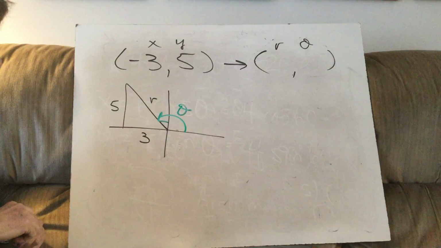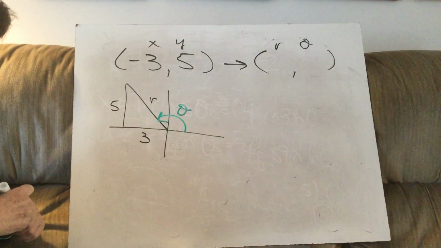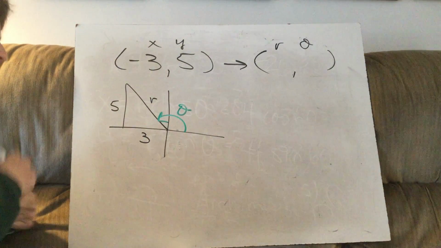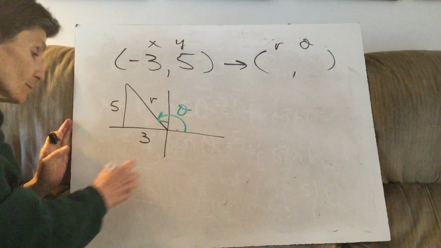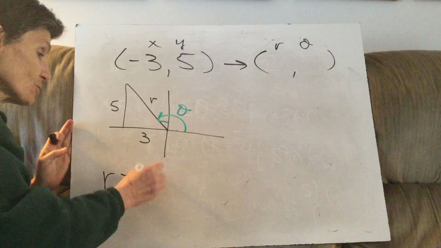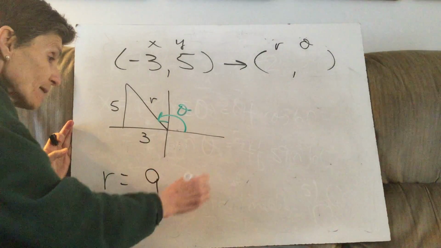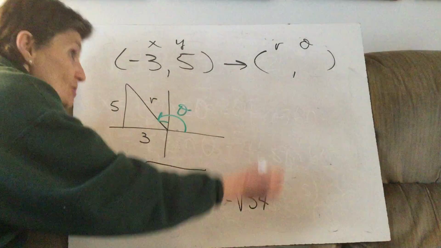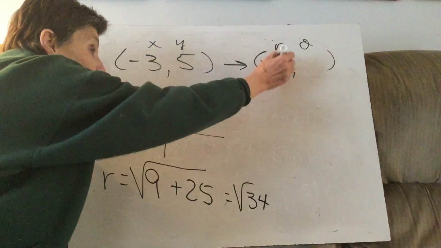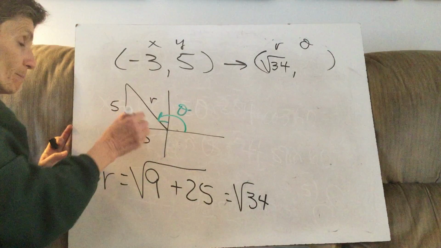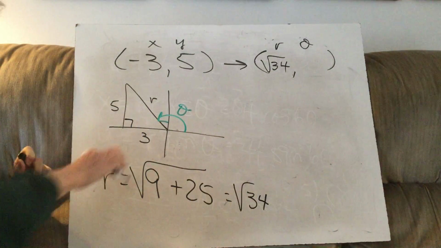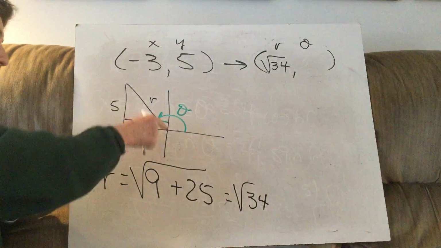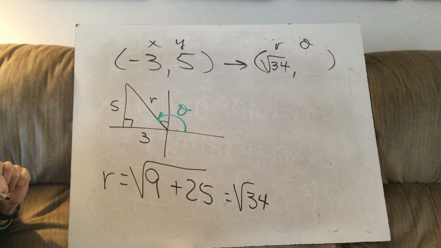Now, to find r, it's really, really simple. To find r, we square the first one, square the second one, add them up, and take the square root. So r is root 34. It's the Pythagorean Theorem. If you ever have a doubt, just do the Pythagorean Theorem, and that will find r.